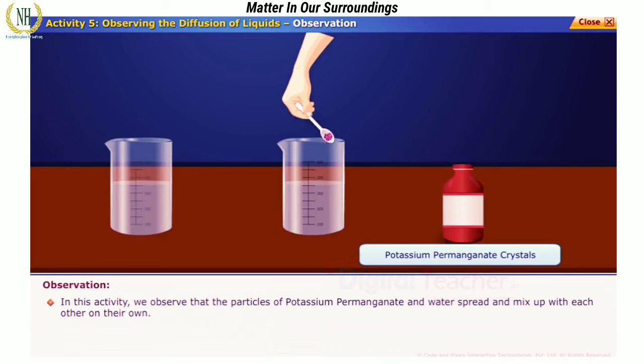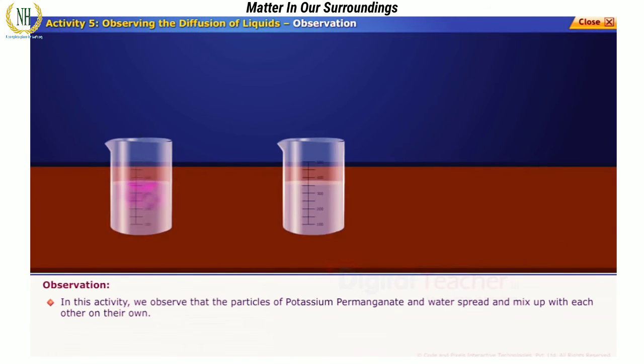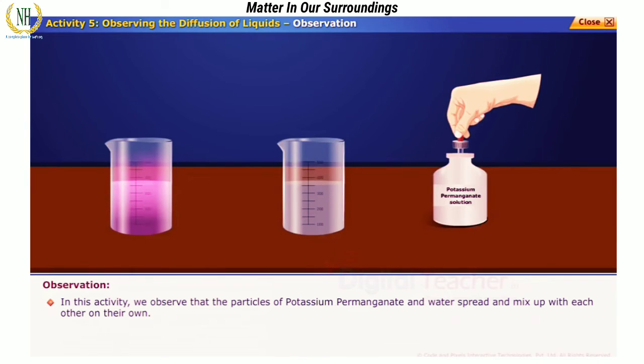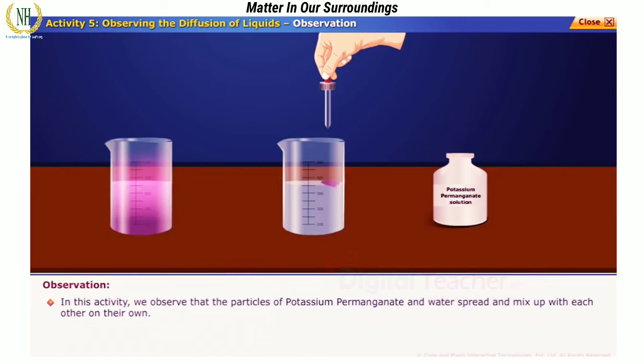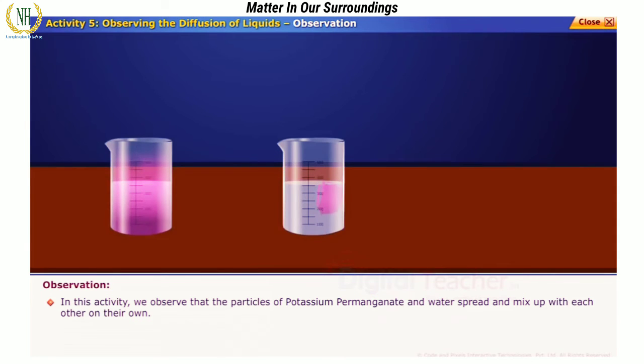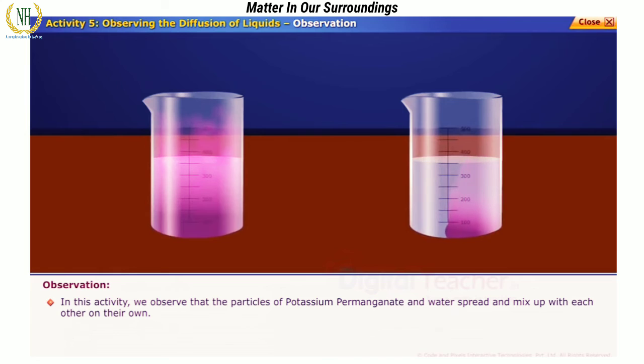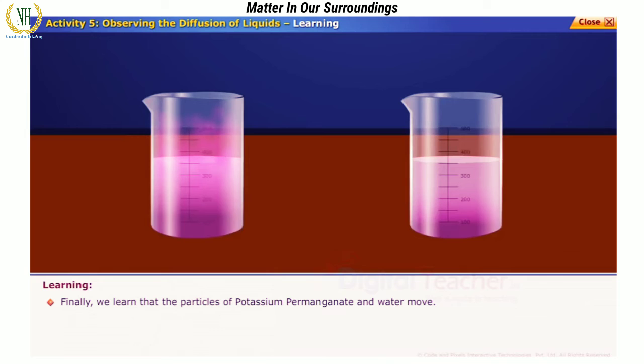In this activity, we observe that the particles of potassium permanganate and water spread and mix up with each other on their own. Finally, we learned that the particles of potassium permanganate and water move. Therefore, we can conclude that liquids also diffuse with each other like gases.